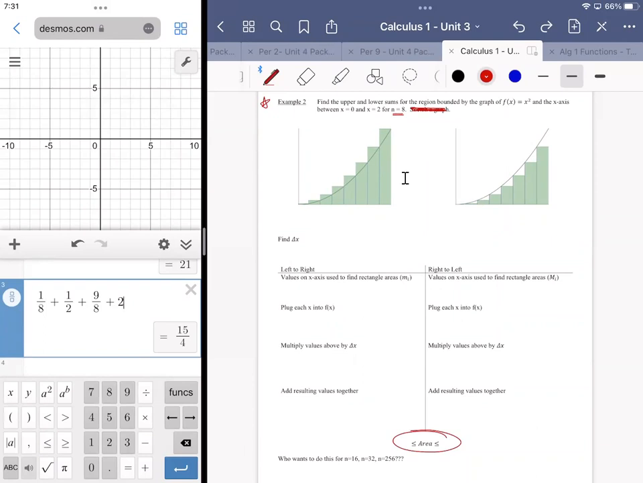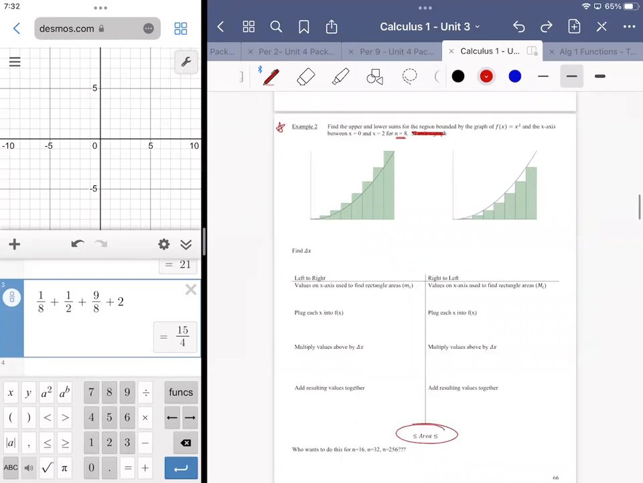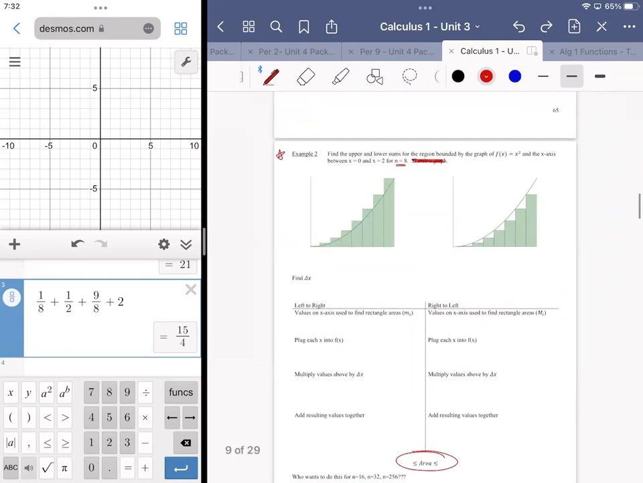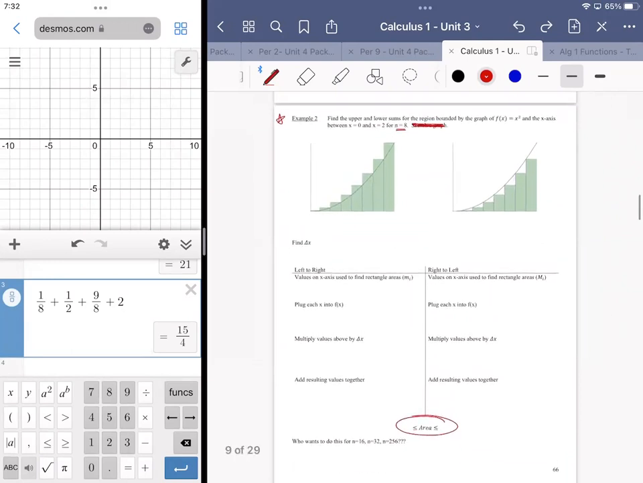Exactly. So the fact that the rectangles are getting narrower and more numerous would have us approaching the true area under the curve. And that's actually going to get us to this concept of a definite integral, which leads us to anti-differentiation. So a lot of good stuff coming. All right, with that in mind, I will stop the recording.